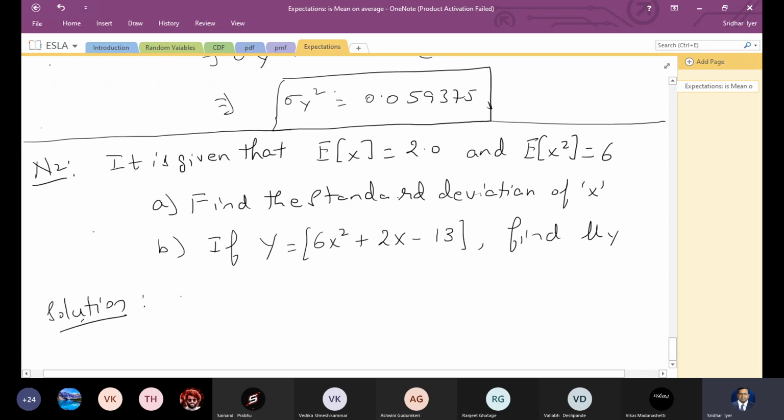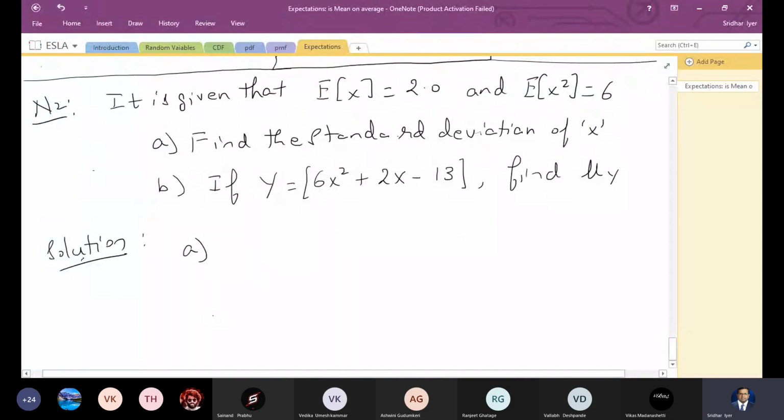So let's take the first part that we need to find, and then we'll look at the second part, right? So we are given E of x, and we are given E of x square, and we need to find the standard deviation. This is a simple part. The standard deviation is sigma x. Before that, let's find the variance. Once we have the variance, we can find the square root, right?